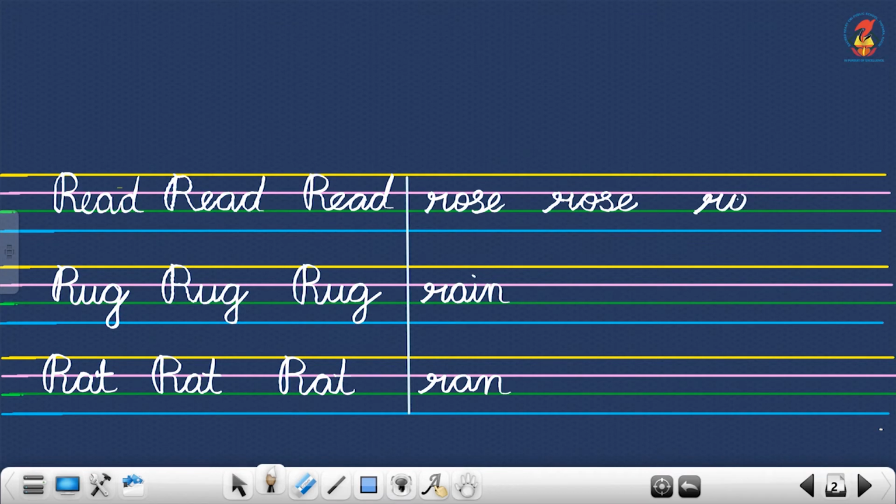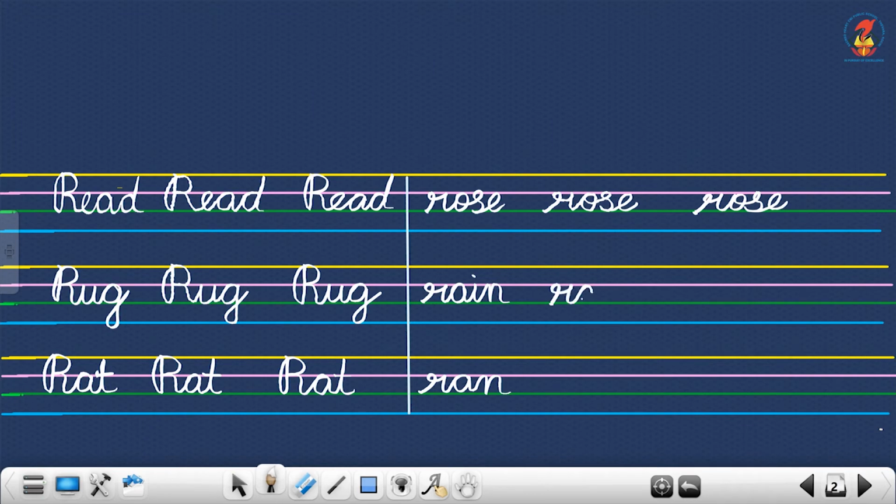R O S E, rose. And what is the next word? It's rain. Do you like rain, children? Yes. Now shall we write the word rain? Okay. First write small letter R.